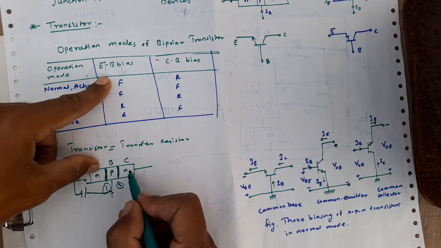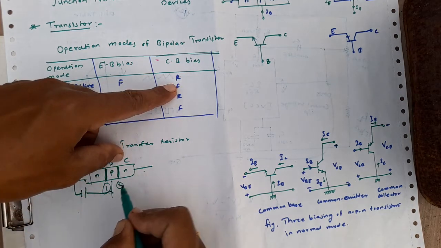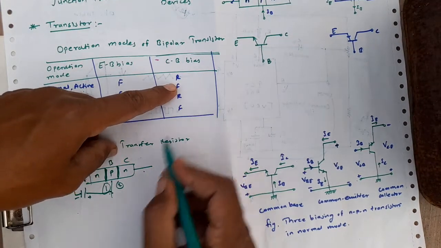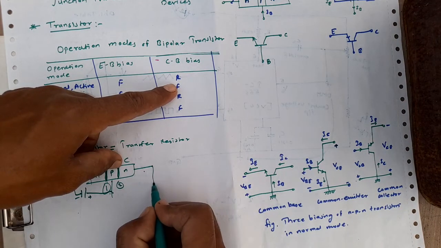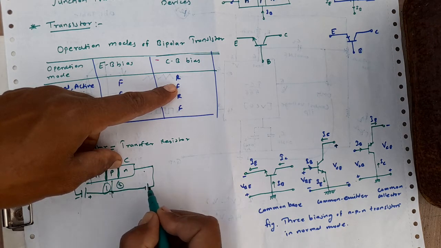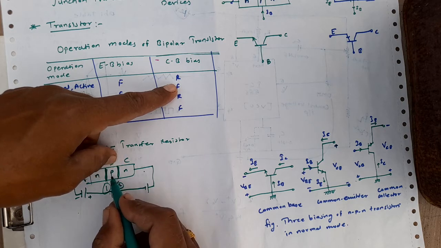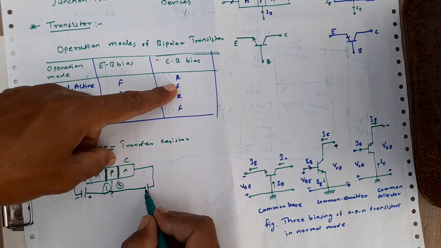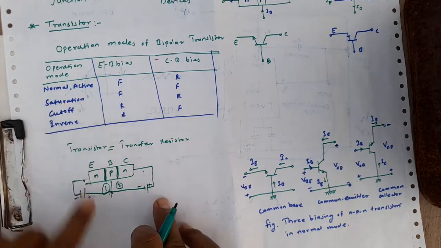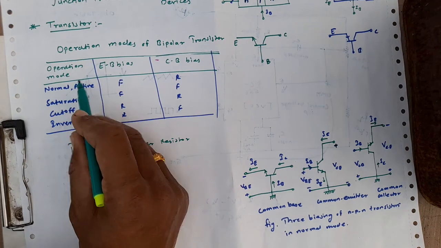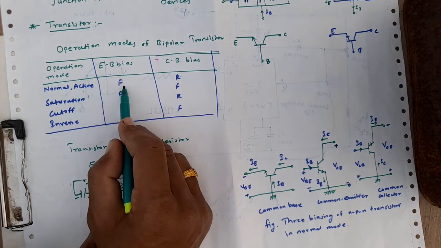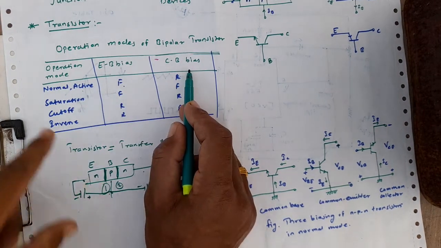On the other hand, the CB junction has to be reverse biased. In that case, the positive supply is connected to the collector, and the base, the P type terminal, is connected to the negative biasing, so it becomes reverse biased. So this is the condition to have the normal active mode of operation: the EB junction forward biased, and the CB junction reverse biased.